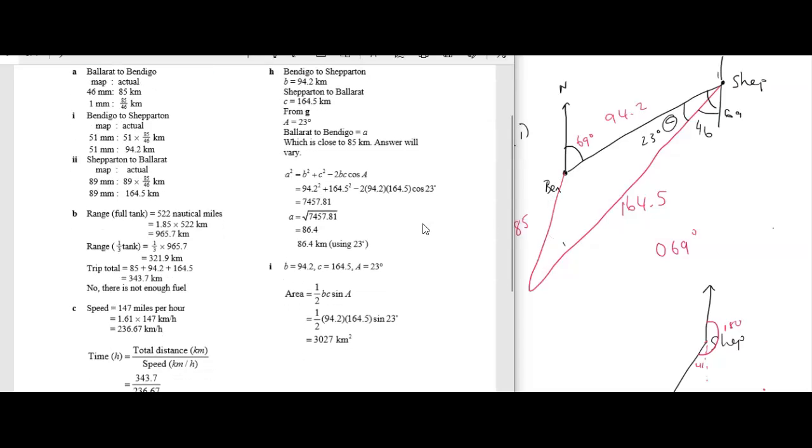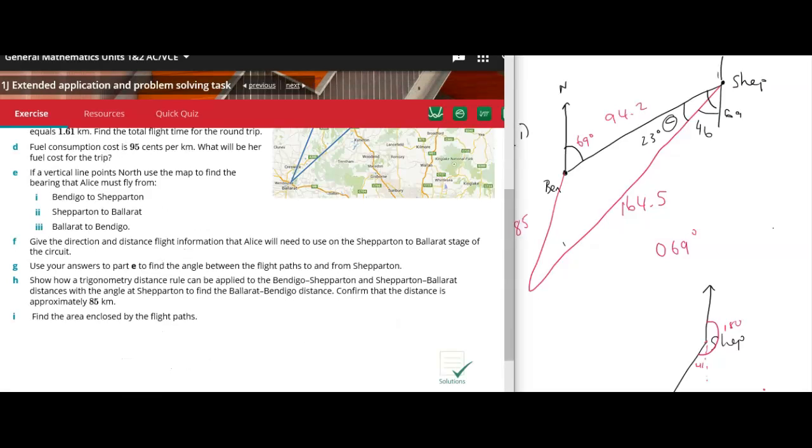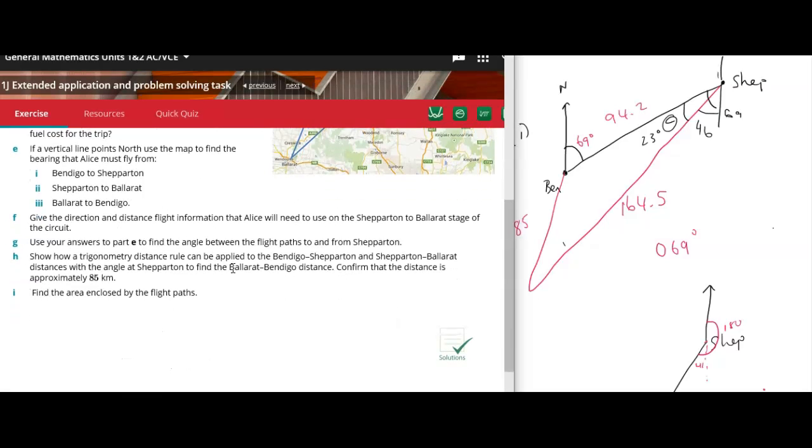Okay, so here's your working using the cosine rule. So they've just called this distance here between Bendigo and Ballarat A. So B and C are the other two sides, and the angle A is 23. So there's your cosine rule. And it's kind of close to 85, so 86.4. Okay, so that's what they're requiring for question H. I'm getting a bit slack on referring to the solutions.